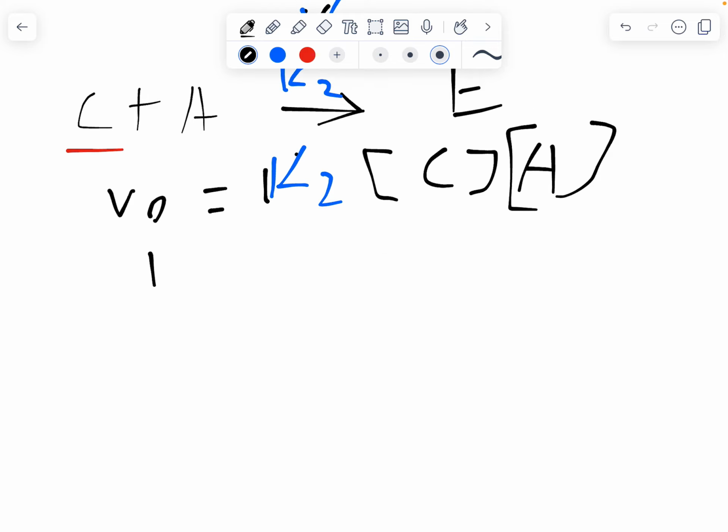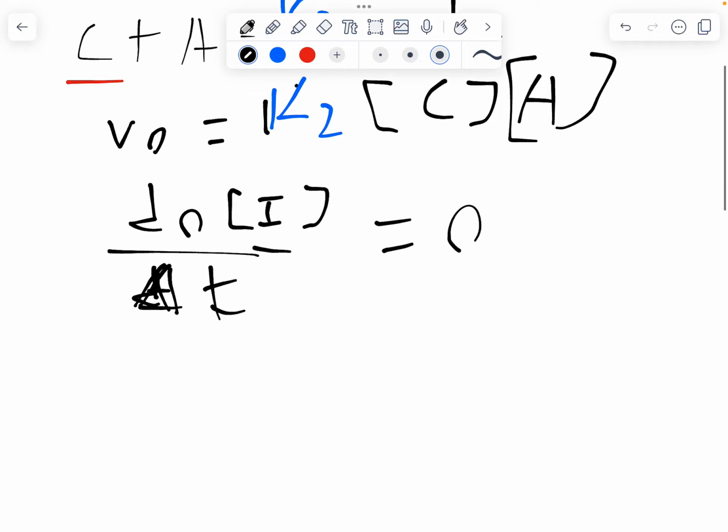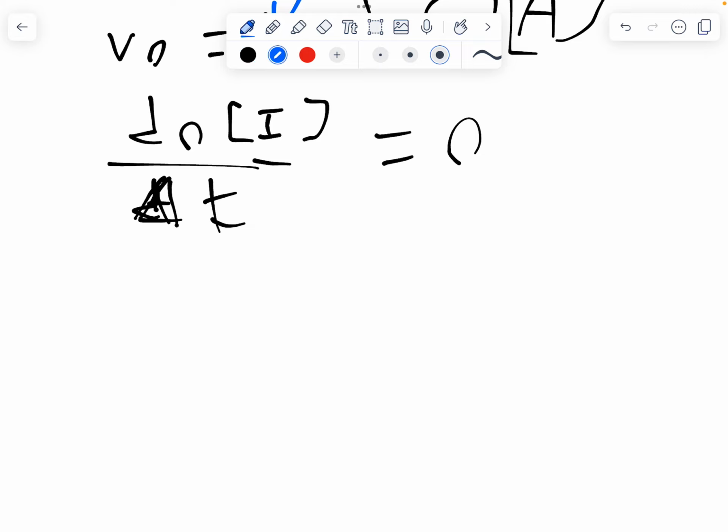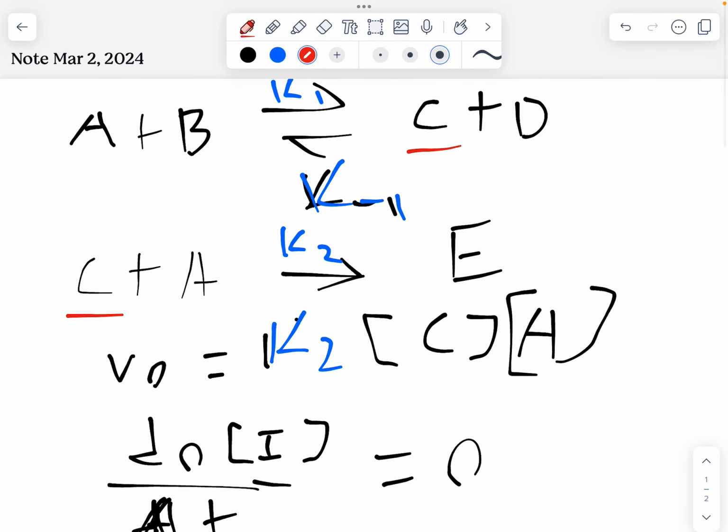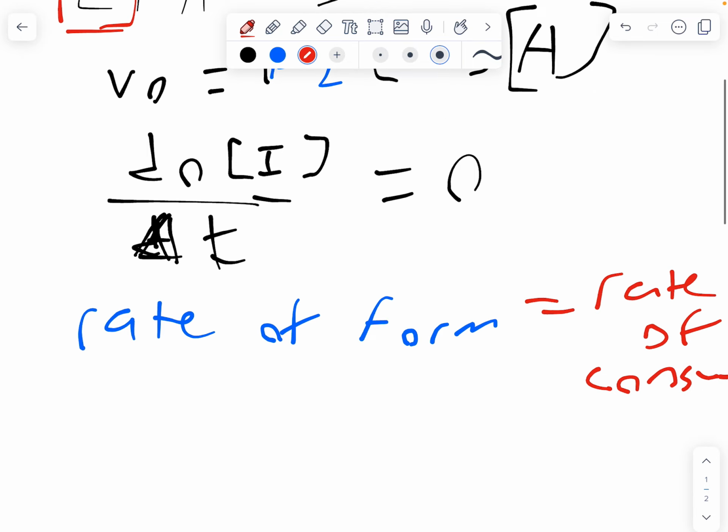So now, let's do the steady state approximation. We know from last video that the steady state approximation assumes that the change in concentration of our intermediate I over delta t is constant. And that's a fancy way of saying that the rate of formation is equal to the rate of consumption. So first thing we have to ask ourselves in the steady state is, what's the intermediate? Well, we know that C is being made in one step and being used in another. So that C is our intermediate.